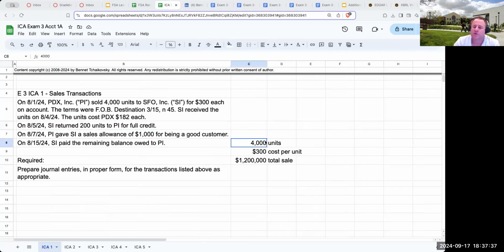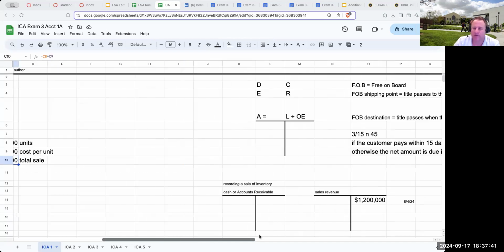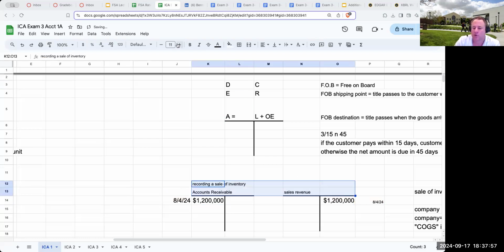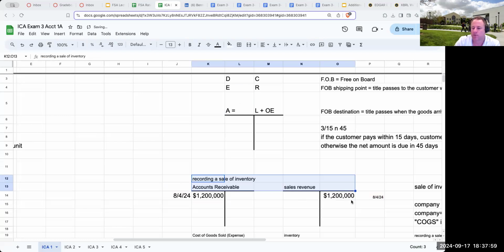Okay. So right over here, it's on account, which means that this is going to be accounts receivable. How do I show this customer owes me money? How do I show an increase to an asset? I show that increase with a debit. So I'm going to basically debit accounts receivable for 1.2 million. Okay, got that part down.